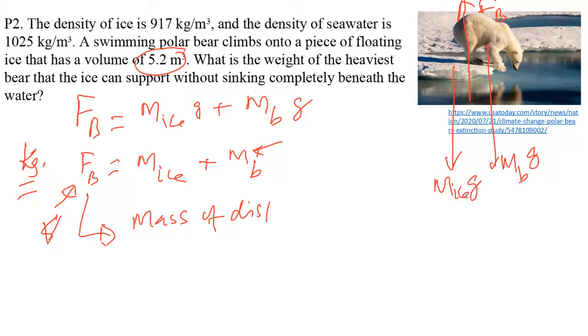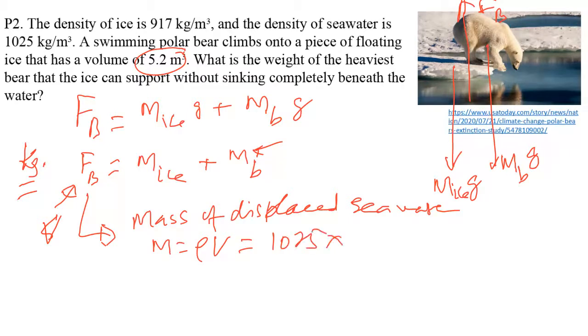We can find that simply because we know the volume of the ice, and if you multiply by the density, we get the mass. So that mass is density times volume. I'm going to use the density of seawater, which is 1025, and the volume of the ice, assuming the whole ice is underwater, which is 5.2. If you calculate that, 1025 times 5.2 gives me 5330 kilograms. This is the maximum buoyant force you can expect when the whole ice is underwater.